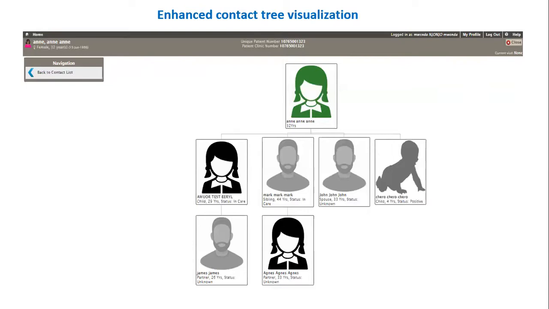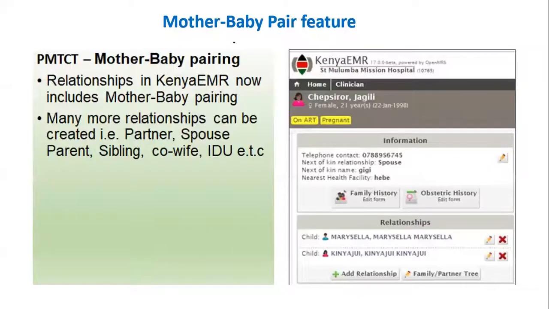So this is not drawn, it's actually being automatically generated by the system. So once you've upgraded your system, you may want to go under the contact tree and check whether your system is able to generate for you such a tree.